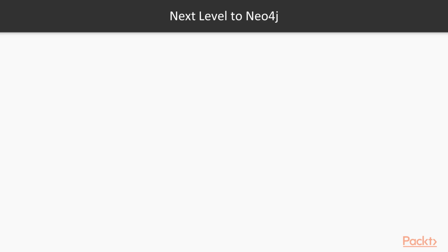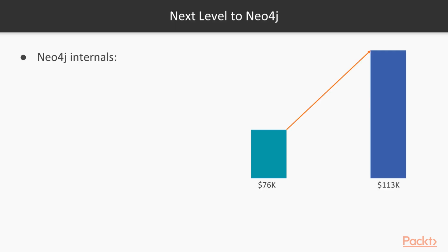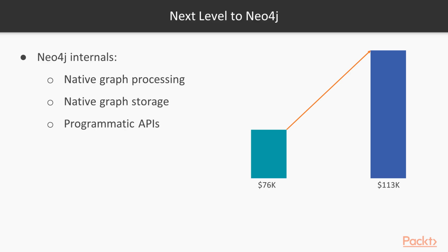What could be the next level that you can avail after the completion of this course, on your request, on your demand actually? Neo4j internals, where we will be discussing how native graph processing can be done using Neo4j in a very efficient way, and how native graph storage is very optimized with the help of Neo4j, developing some programmatic APIs to help your developers work easily with the database.